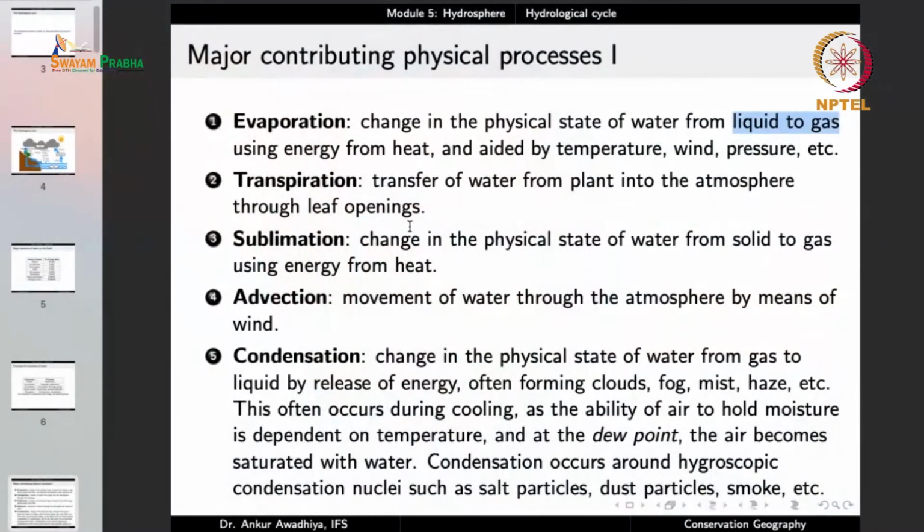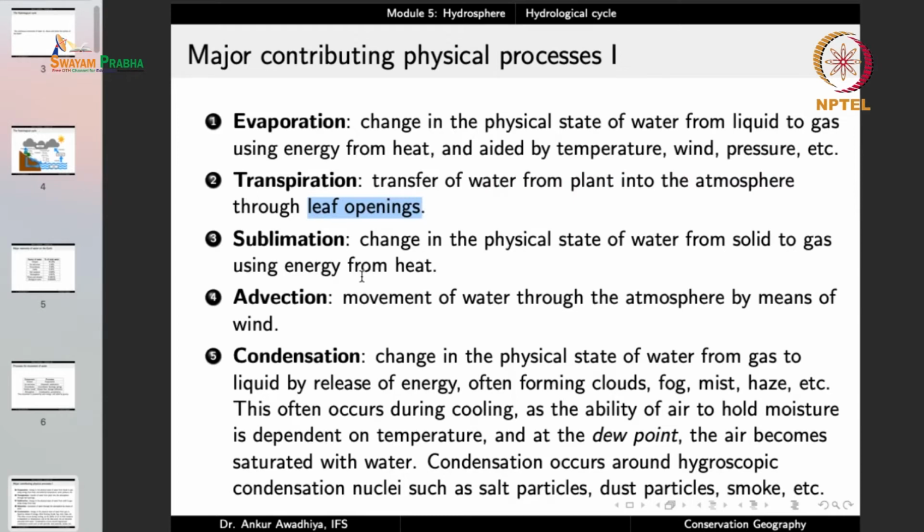So plants need to perform transpiration to get water and the nutrients from the soil. So this is a process in which water in liquid form, which was present in the ground, is converted into water vapor and released into the atmosphere through leaf openings that are known as stomata.